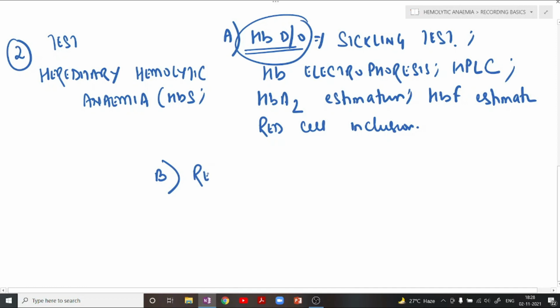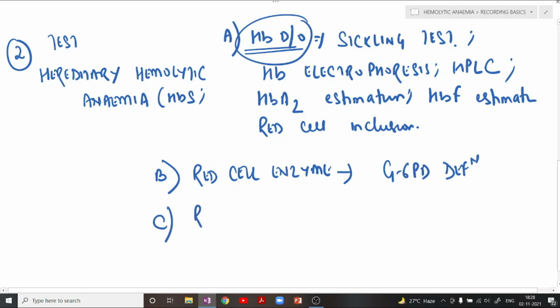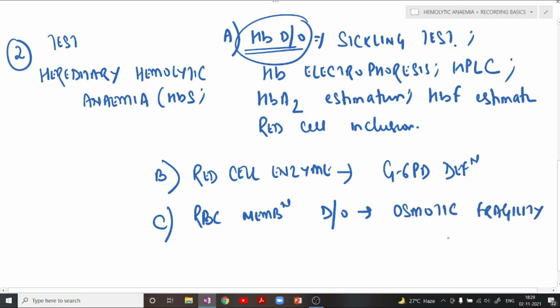Second, there can be a defect at the level of the red cell enzyme. As you have guessed, red cell enzyme defect is seen in G6PD deficiency, so you have to do certain tests for G6PD deficiency. And then there might be a red cell membrane or RBC membrane disorder. RBC membrane disorder is classically seen in hereditary spherocytosis, for which we have a special screening test called the osmotic fragility test. So these were the special tests done to detect hereditary hemolytic anemia.